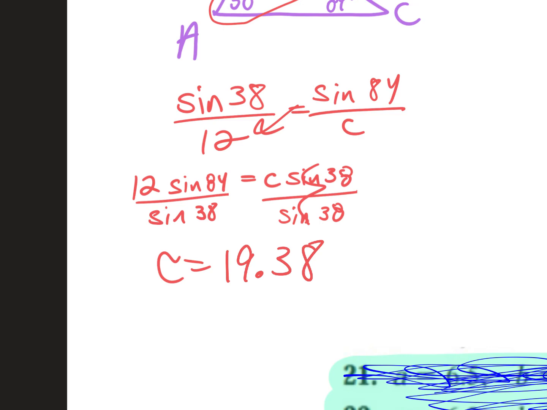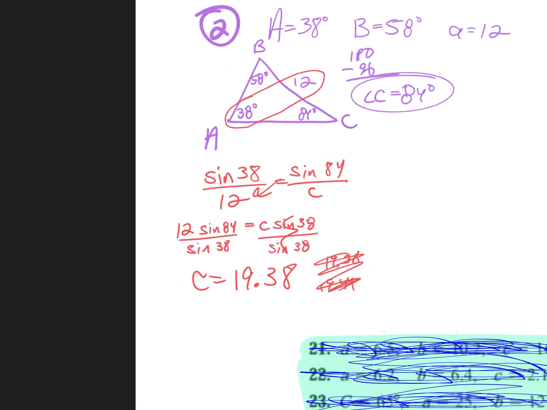But then to find the other side, you do the same thing. Set up the proportion: sine of an angle over its corresponding side equals sine of the angle over its corresponding side. Like I said, your answer won't be 19.38 and then 19.41. I'm not seeing if you guys know how to round. I'm seeing if you guys know how to use the law of sines. So just pick which is close.